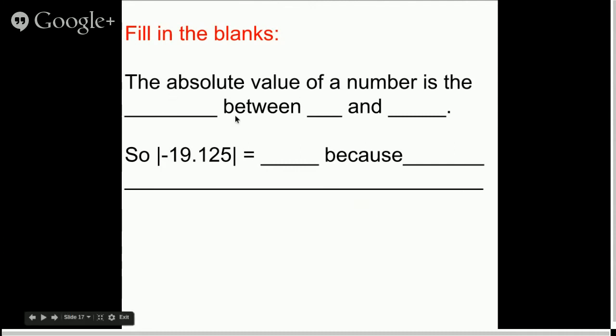All right, correct answers: the absolute value of a number is the distance between 0 and the number. So the absolute value of negative 19.125 equals positive 19.125. And your explanation should say something about if you drew an arrow from 0 to negative 19.125, the distance is still positive 19.125.